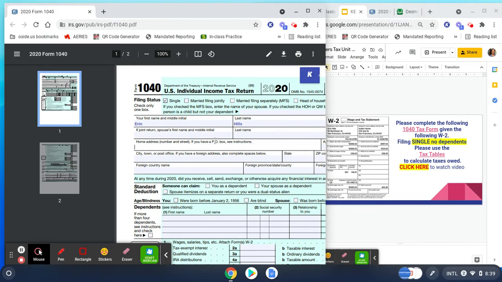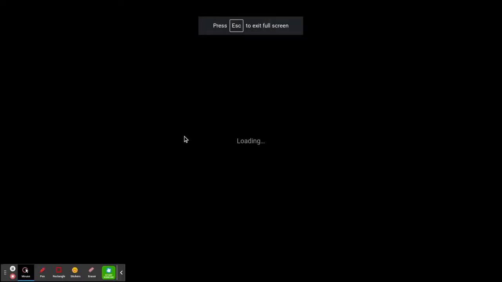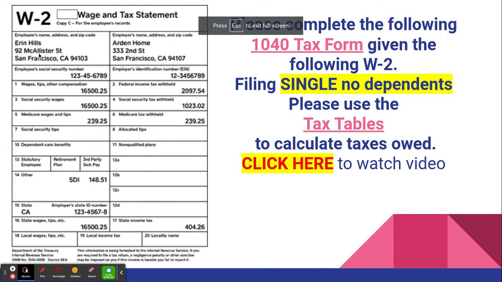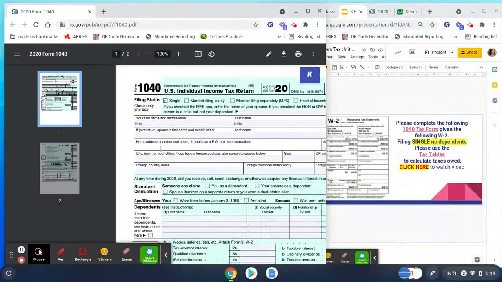Next is the home address for Erin Hills. Again, looking back at her W-2, we've got an address of 92 McAllister Street in San Francisco. Go type that in.